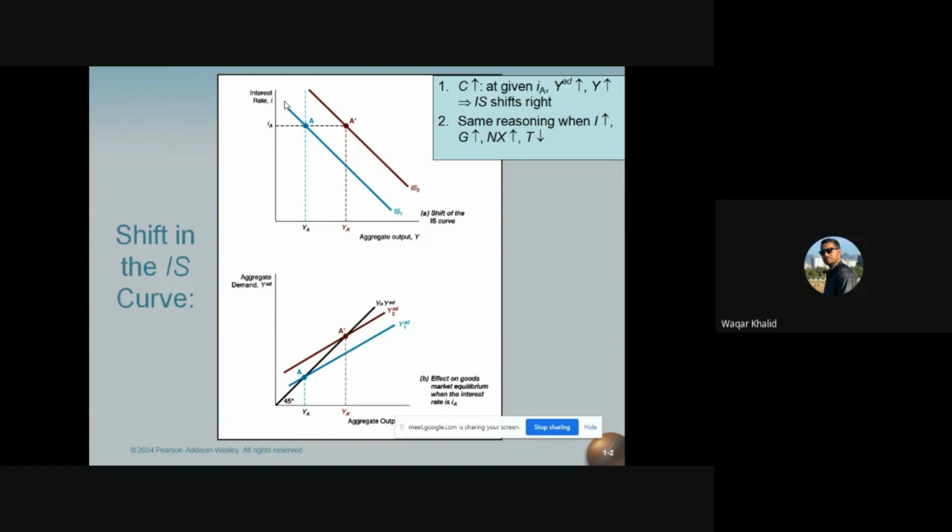Okay, this was the first important factor: if autonomous consumer expenditures increase, it will shift the IS curve from the original position to the right side. The second important factor which shifts the IS curve from its original position is changes in investment spending unrelated to the interest rate.